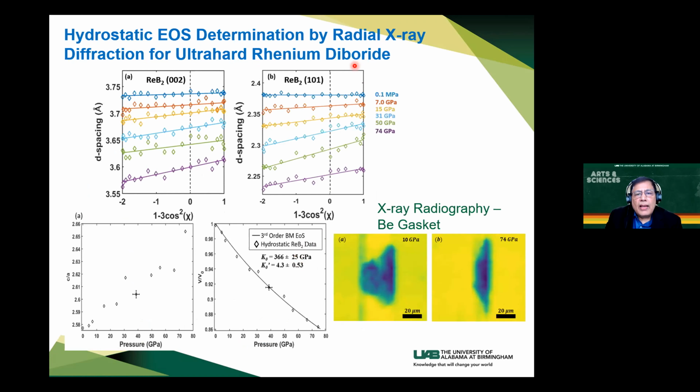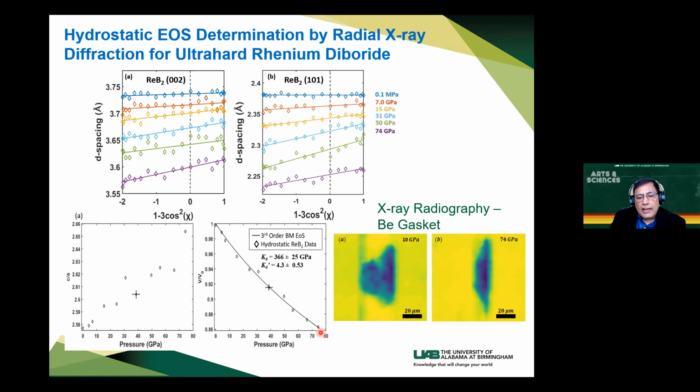Rhenium diboride is also an ultra hard transition metal boride, where we have done radial X-ray diffraction. This is the X-ray radiograph of the sample at 10 GPa, and this is at 74 gigapascals, where now we plot the interplanar spacing as a function of 1 minus 3 cosine square chi, where chi is the angle between the diffraction plane normal and the compression axis. When 1 minus 3 cosine square chi is 0, that corresponds to the hydrostatic strain condition. So one can get, even for these ultra hard materials, a hydrostatic equation of state by performing this radial X-ray diffraction. And that's what we have done here.